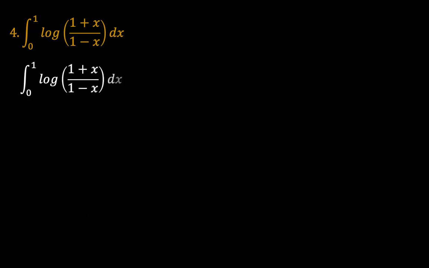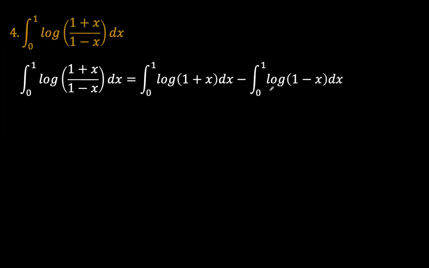So that's number 3. Number 4, we have the integral from x equals 0 to 1 of log of 1 plus x over 1 minus x. So we can use the rule of logarithm. When you have a division under the log function, this is the same as the subtraction of the independent logs of those numerator and denominator values respectively.